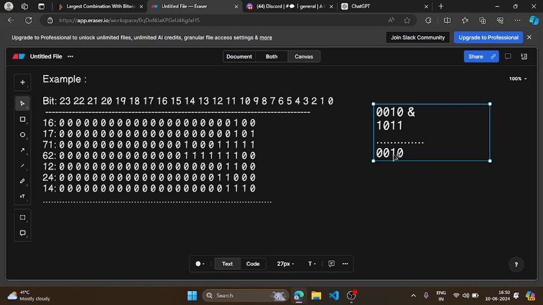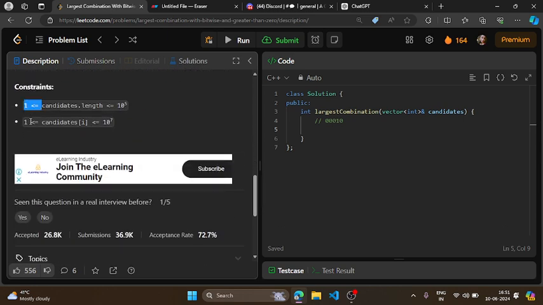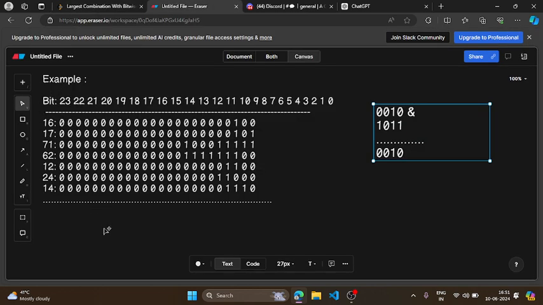Now let's talk about how to solve this question. Suppose we have a maximum of 24 bits, because this is something I concluded with the help of the constraint given below. All the elements in the candidates will always be less than or equal to 10 to the power 7, which is around 24 bits. So maximum we can have 24 bits in any number in the array, right? So we will talk about only 24 bits, marked from 0 to 24.